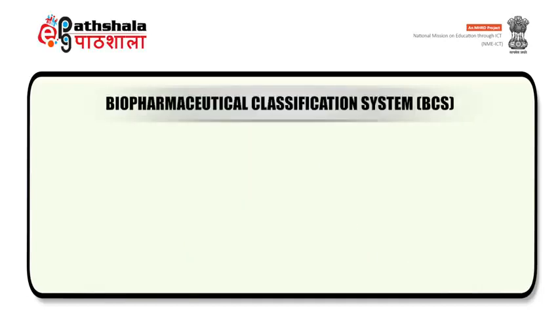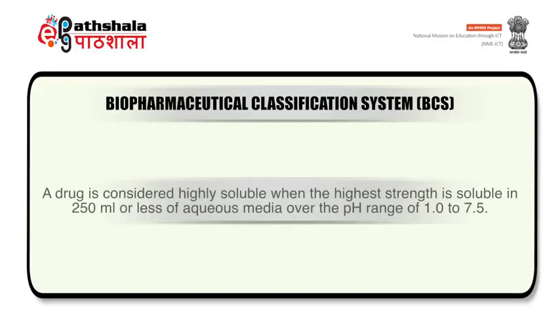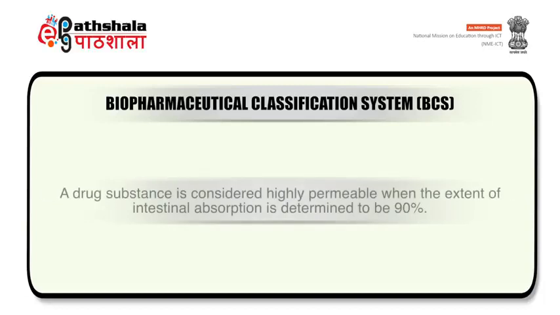A very important topic in solubility and drug dissolution is the biopharmaceutical classification system. Drugs are classified into 4 classes depending upon their solubility across the gastrointestinal pH range and their permeability across the gastrointestinal mucosa. A drug is considered highly soluble when the highest strength is soluble in 250 ml or less of aqueous media over the pH range of 1 to 7.5. Similarly, a drug substance is considered highly permeable when the extent of intestinal absorption is determined to be 90%.